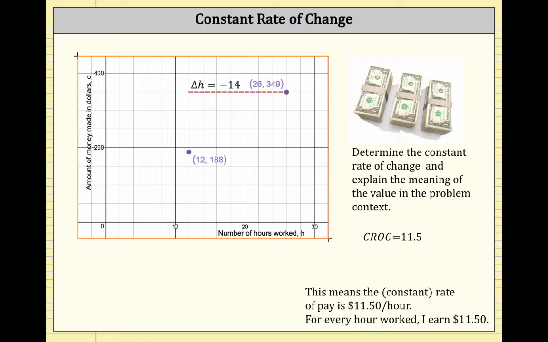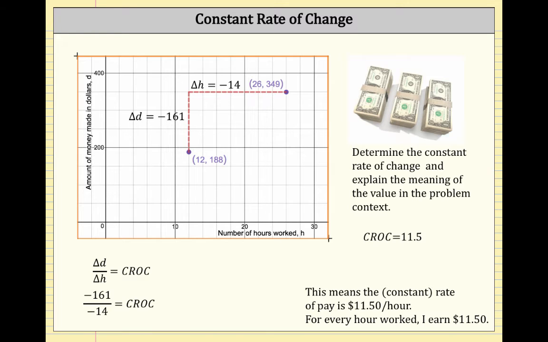which will be represented by negative 14. Delta H is equal to negative 14. And if we're looking at a decrease from 349 down to 188, that's a decrease of 161, which is represented by a change of negative 161. So change in D is negative 161. Okay, if we go through the same process, the change in D over the change in H, using that constant ratio perspective of proportionality, is the constant rate of change.